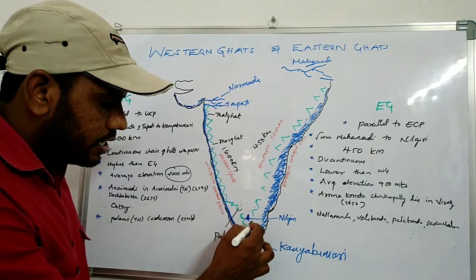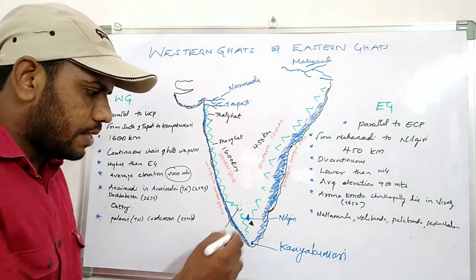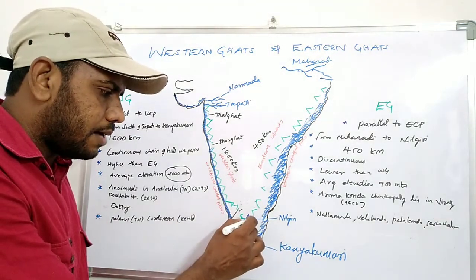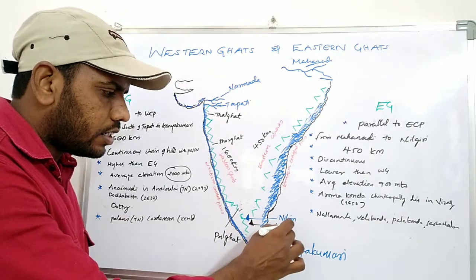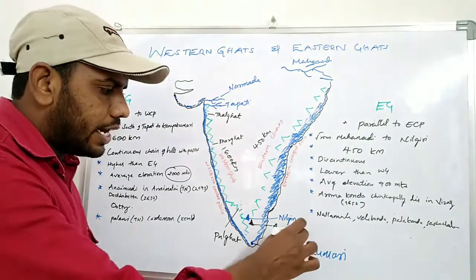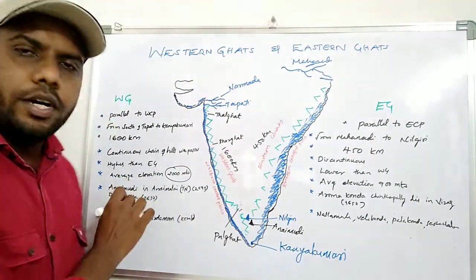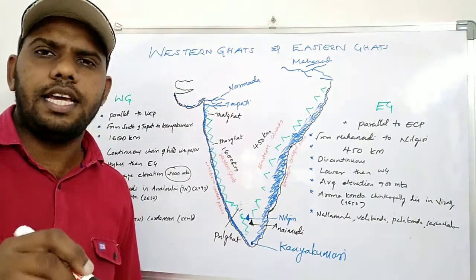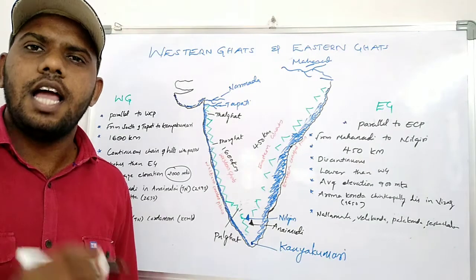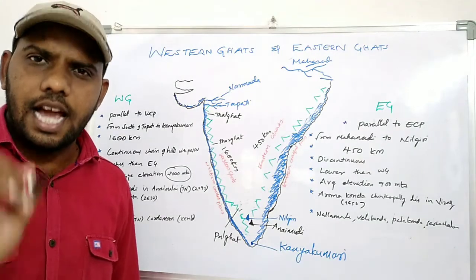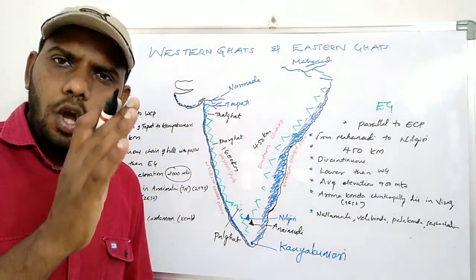Here we can find Anemale and Anemudi. This is Anemale, and upward from Anemale will be the Nilgiri Hills. Here Anemale, and at the top areas is Anemudi. Remember, Anemudi is located in the Anemale Hills, which is the highest peak in the Western Ghats.